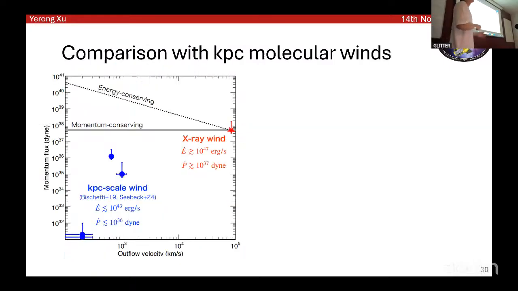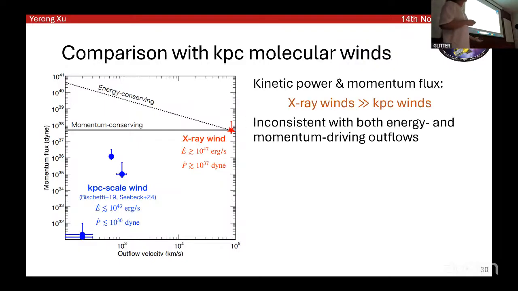And yeah, then we can revisit the previous momentum flux versus the outflow velocity diagram again. And then you will find the outflows detected in the X-ray bands are much more powerful than those we observed in the molecular gas. And they are also inconsistent with both energy or momentum conserving outflows. How can we explain this inconsistency?